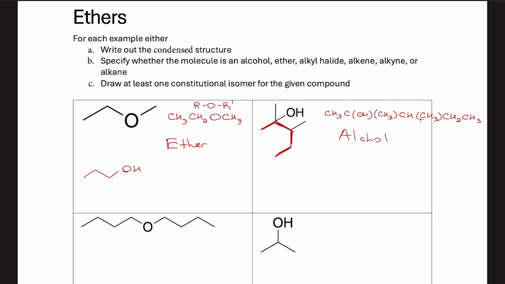We have that OH. And so I'm going to draw a constitutional isomer. The first idea is let's count how many carbons we have. 1, 2, 3, 4, 5, 6, 7. So 7 carbons, easiest constitutional isomer. Let's just draw 7 carbons and then an OH off to the side.